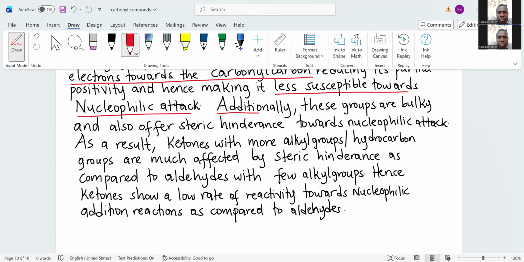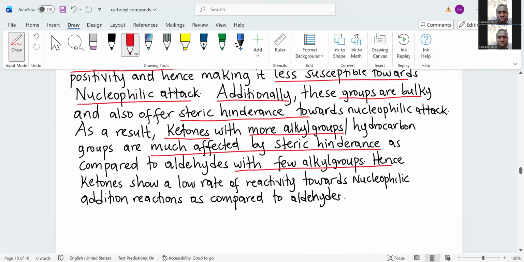Moreover, those groups are bulky. What do I mean by saying that they are bulky? They offer steric hindrance towards nucleophilic attack. As a result, ketones that have more alkyl groups are much affected by steric hindrance as compared to aldehydes with few or one alkyl group. Hence, ketones show a low rate of reactivity towards nucleophilic addition reactions as compared to aldehydes.